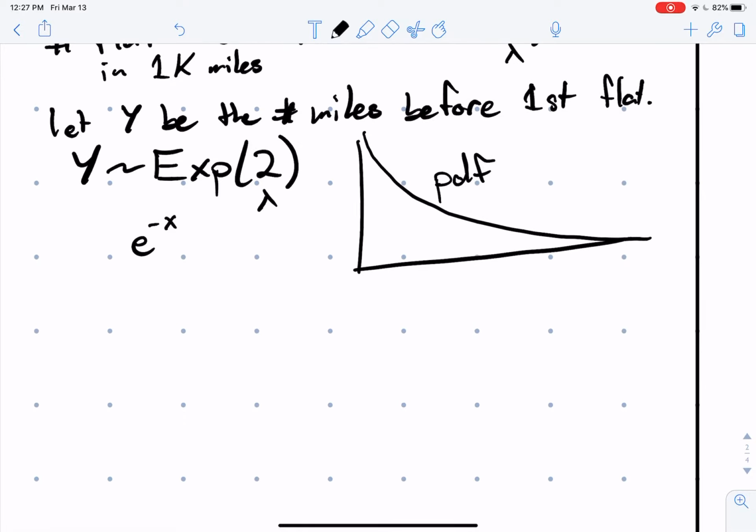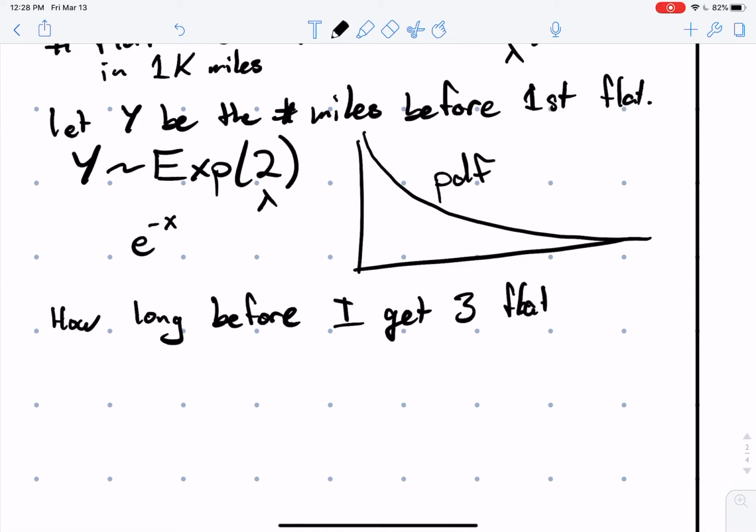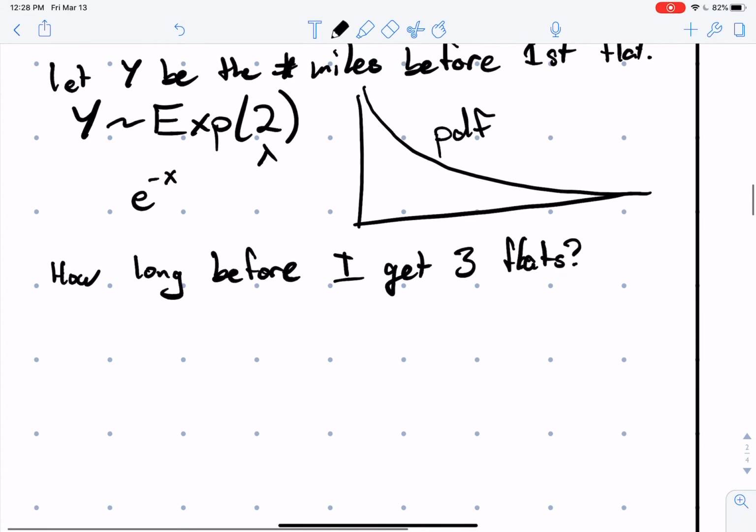So I had a different question. Let's ask how long before I get, starting again, how long before I get 3 flats? Okay, so that's kind of like adding up each of the y's.